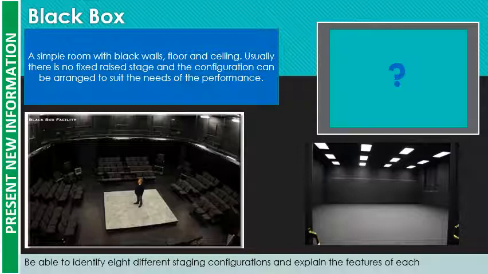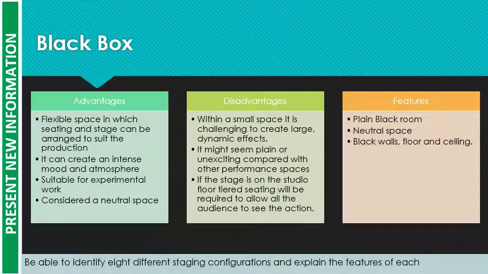The picture to the left of that is created in a black box studio, and they have decided to use the configuration of in the round. You can see the audience are on all four sides of that small stage that they have in the middle. Some of the features of a black box studio, then: it is usually a plain black room. It's a neutral space, has black walls, floor and ceiling.